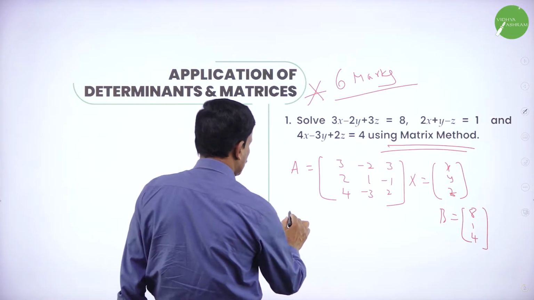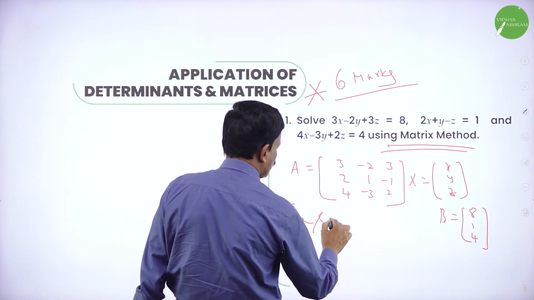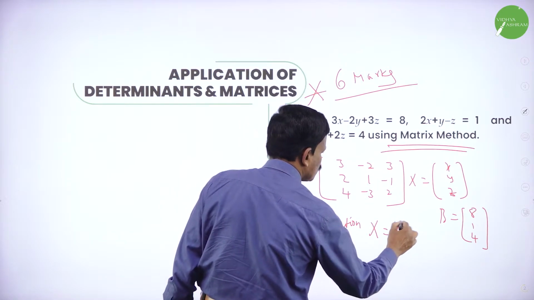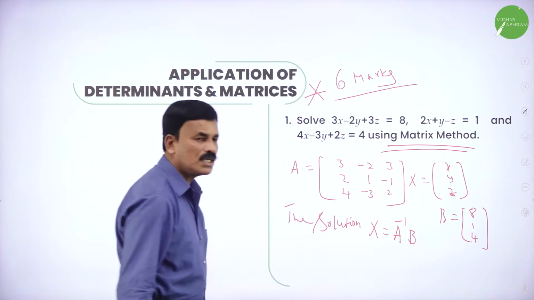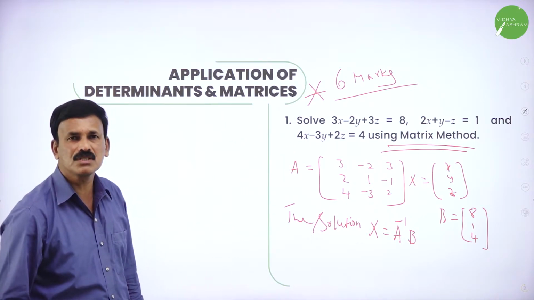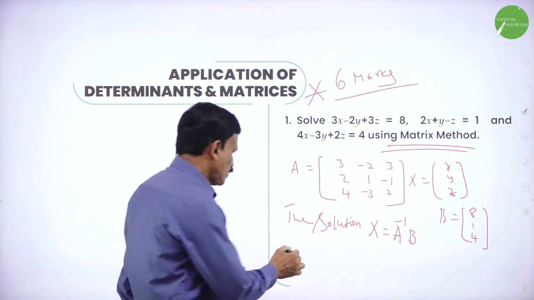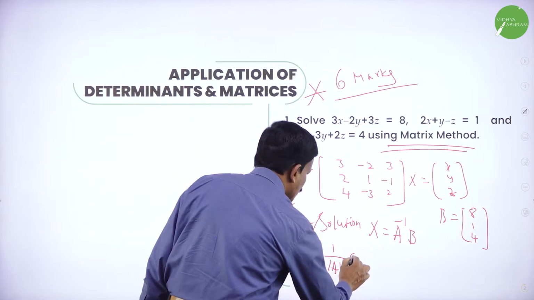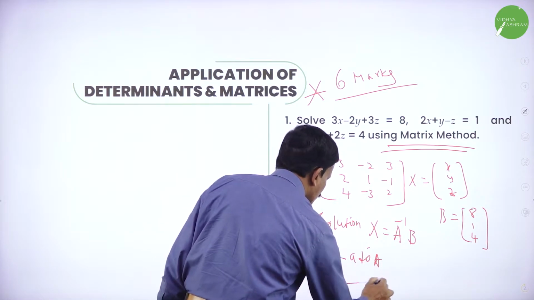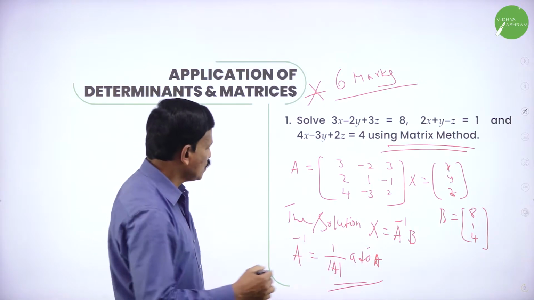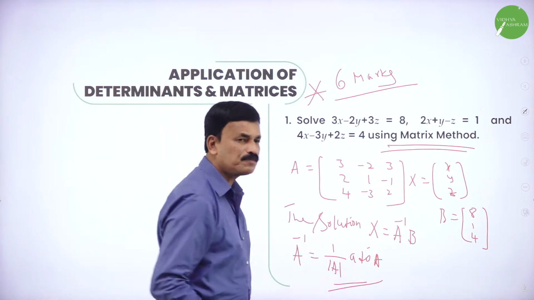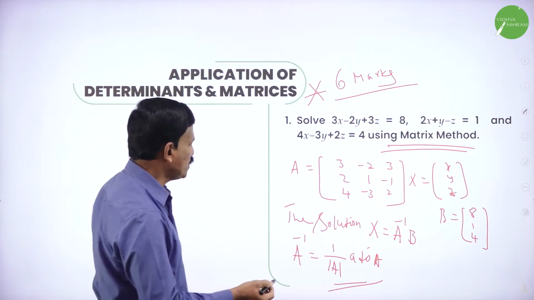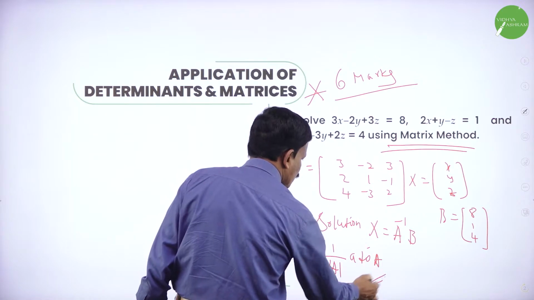You know the solution. The formula to find this solution is X is equal to A inverse into B. X is equal to A inverse into B is the solution. What is A inverse? You know the formula for A inverse: A inverse is equal to 1 over determinant A into adjoint of A. Now you know the meaning of adjoint of A. Adjoint of A is nothing but the transpose of the cofactor matrix. Now let us find out the cofactor matrix for A.